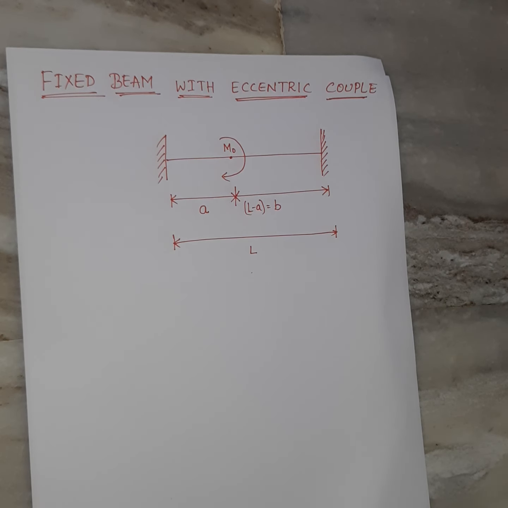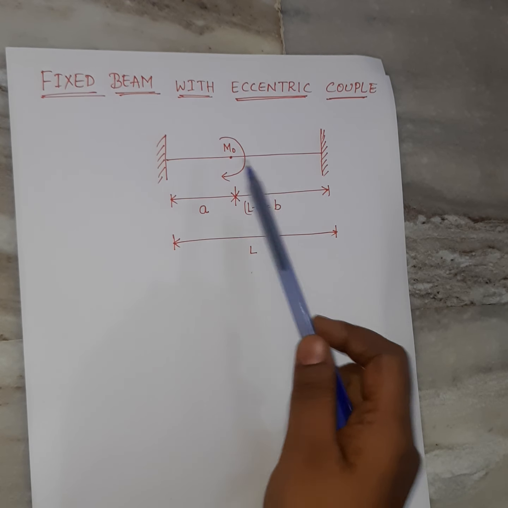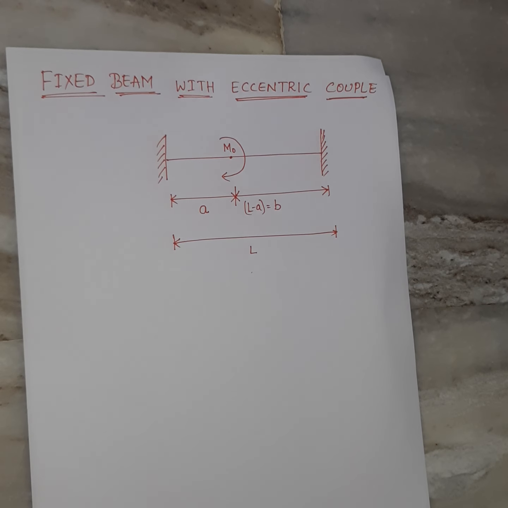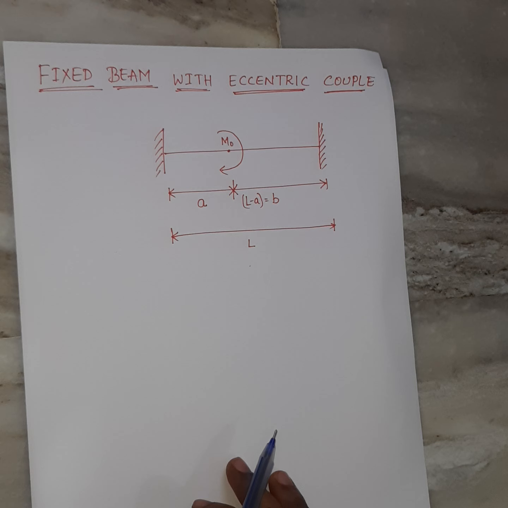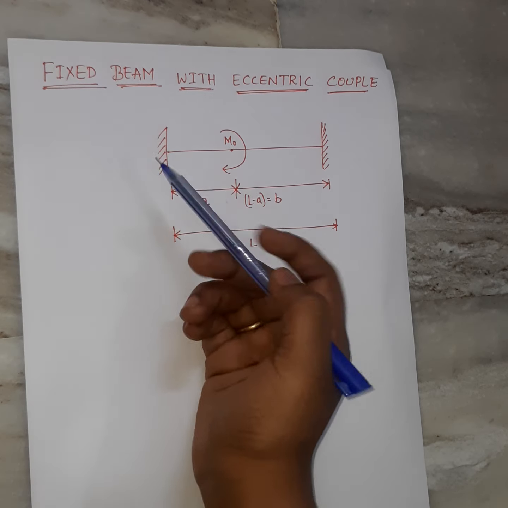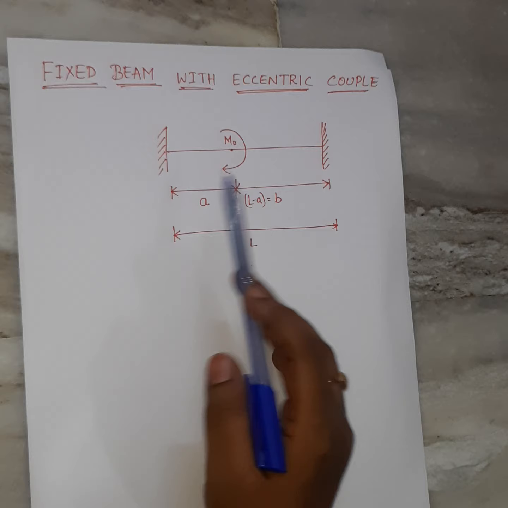I have already discussed when the couple is acting at center. So in this video I'll clearly explain the derivation when the couple is acting with some eccentricity. That means, if it is not acting at center, how to calculate the derivation. In the previous video, when the fixed beam with couple was acting at center, I used Maclaurin's method and calculated the derivation. For the fixed beam with eccentric couple also, I will use Maclaurin's method and calculate the fixed end moments at A and B.